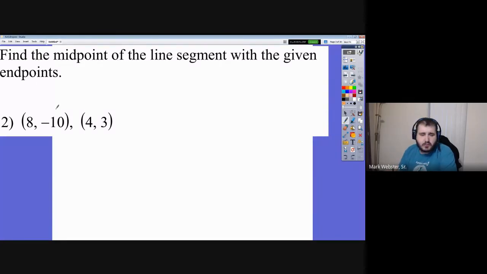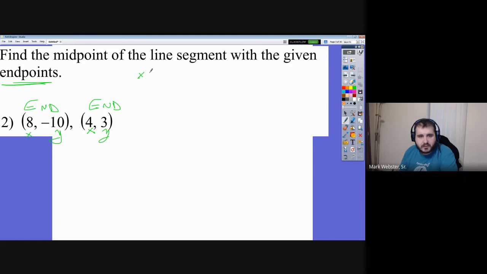If we're given the two endpoints, and we want to find what's in the middle, all we have to do is take the x values and take the average of those: add them up and divide by 2. And then do the same thing with the y values. So basically, it's like two separate things.